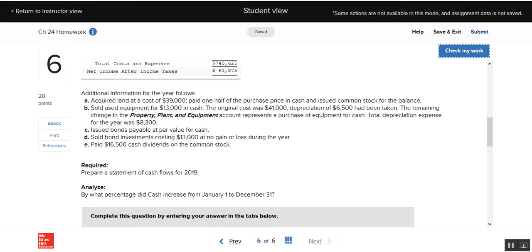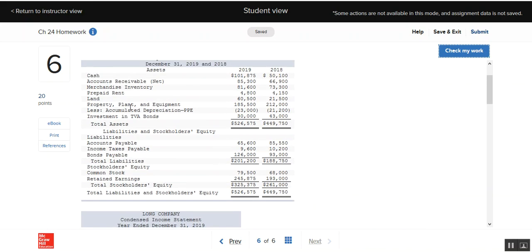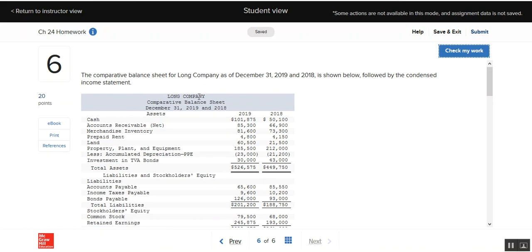All right, so then in our other additional information, and also in our balance sheet, we look up at the balance sheet. We've now worked through all these assets. We took care of land, property, plant, and equipment. You don't have to worry about accumulated depreciation because we took care of that with using the depreciation. We've got an investment here in TVA bonds, and there's a change in that. So that is an investment in bonds that are not this company's bonds. This company is a long company. So they've bought bonds in TVA. So it looks like they've sold some bonds.